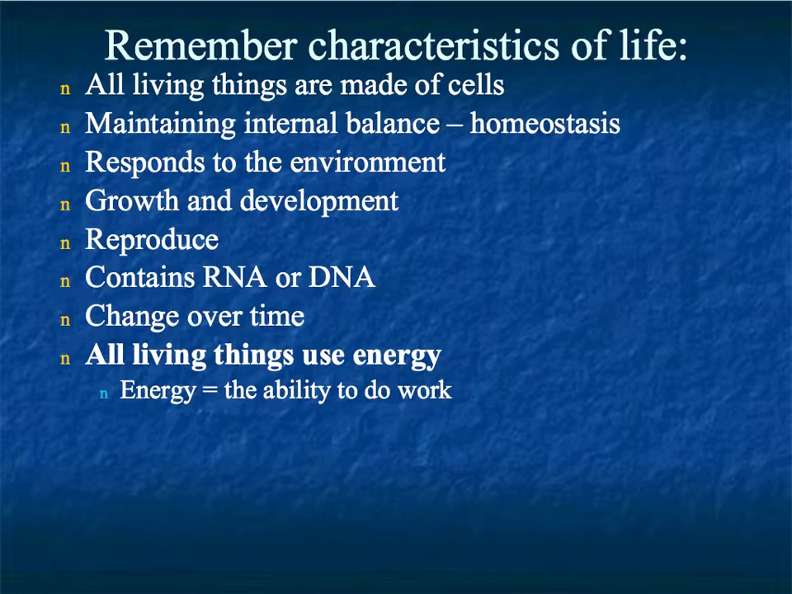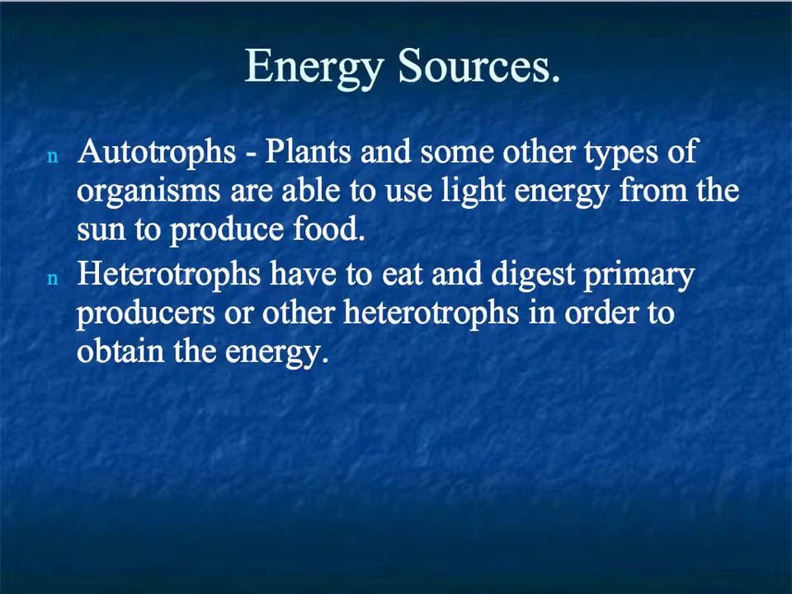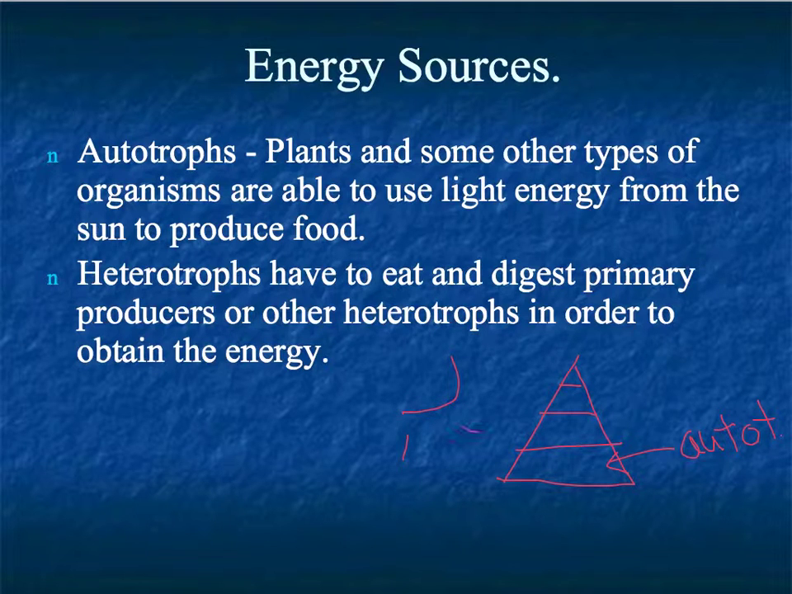So how do we get that energy, or where does it come from? So remember back to our handy dandy little energy pyramid. Again, I said a lot of this first stuff is really review. So remember, we have our primary producers on the bottom. They're also called our autotrophs. Remember them? Those are the plants and some other types of organisms that are able to use light energy from the sun to produce their food.